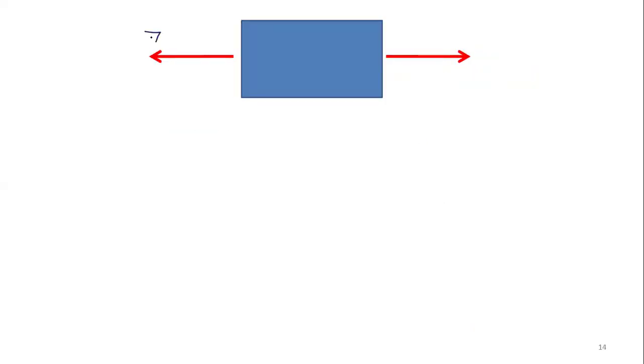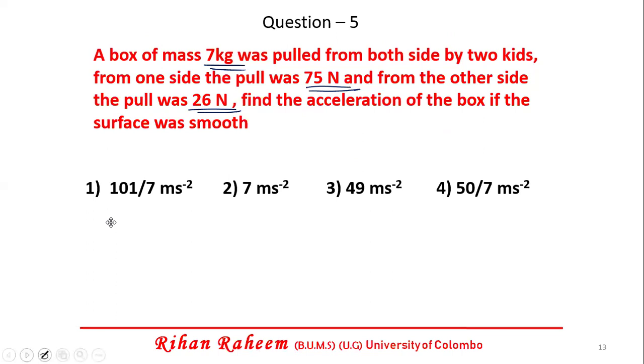So one side is being pulled by 75 Newton. The other side of the box is being pulled by another kid, 26 Newton. And the mass of this box is 7 kilogram. An object is kept on a smooth surface, so no friction. So there are 2 external forces. All the data are correct, right?